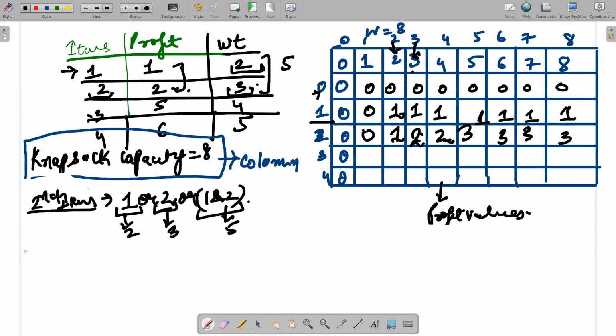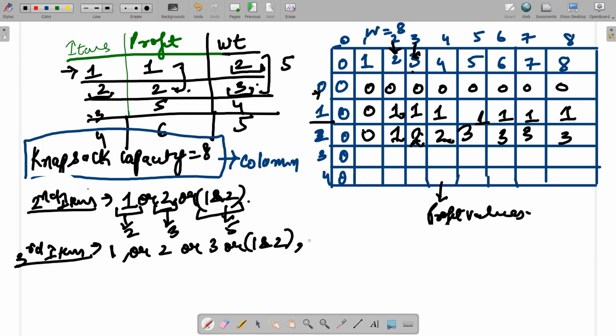Now, the third item is going to get inserted. So the third item possibilities are either the first item can be inserted in the bag, or the second item only, or the third item only, or I can insert first and second. This is one possibility. Or I can insert second and third, another possibility. Or I can insert first and third. This is another possibility. Or another possibility is first and second and third.